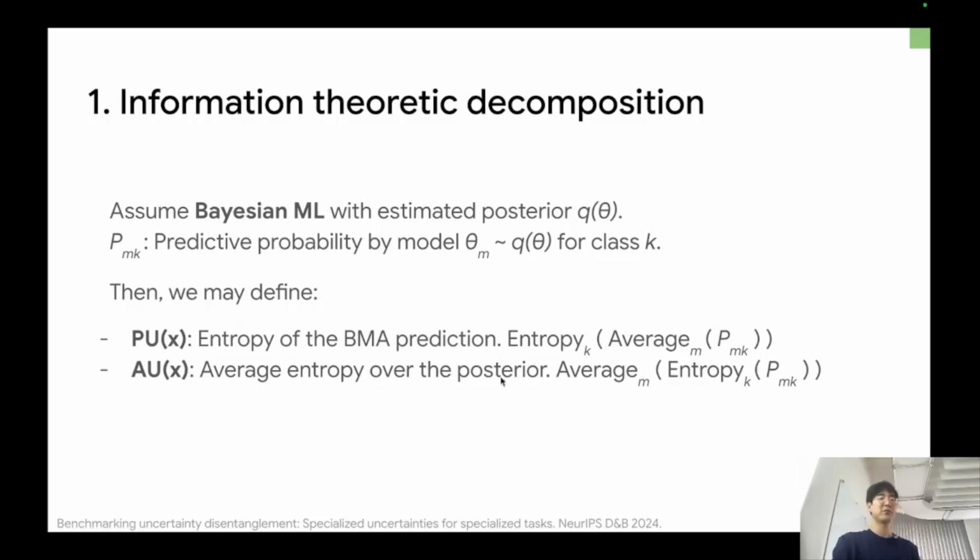And AU of X, the aleatoric uncertainty, for example, you can think of that as the average entropy over the posterior. So for each posterior sample, you take a look at the entropy of the predictive distribution, and you average all these entropies over different samples of the posterior. So in other words, PU of X is given by the entropy of the average of P_mk, and AU of X is the other way around: you do entropy first, and then do the average. So far, it makes sense to me as well.